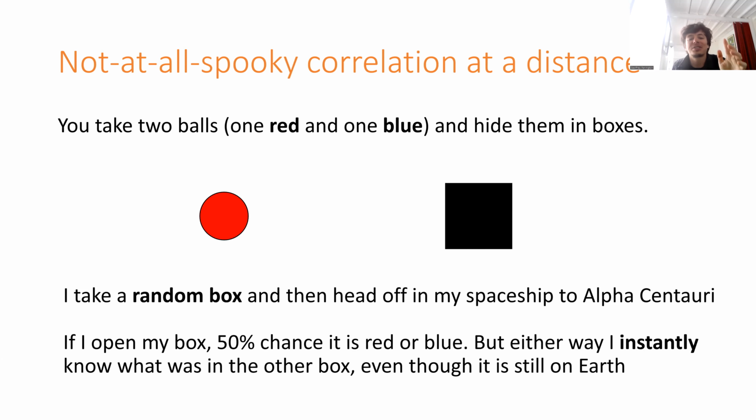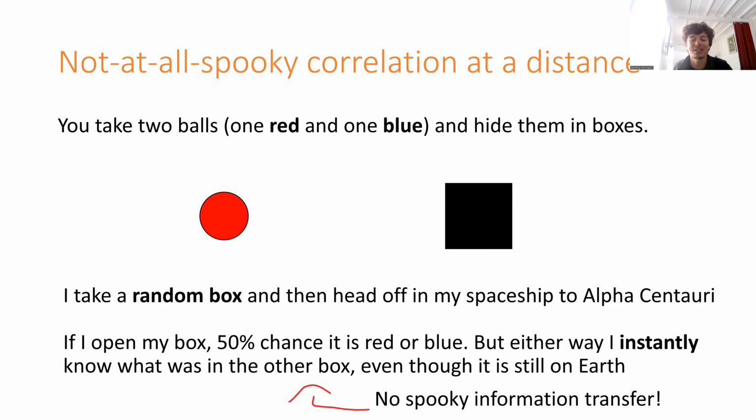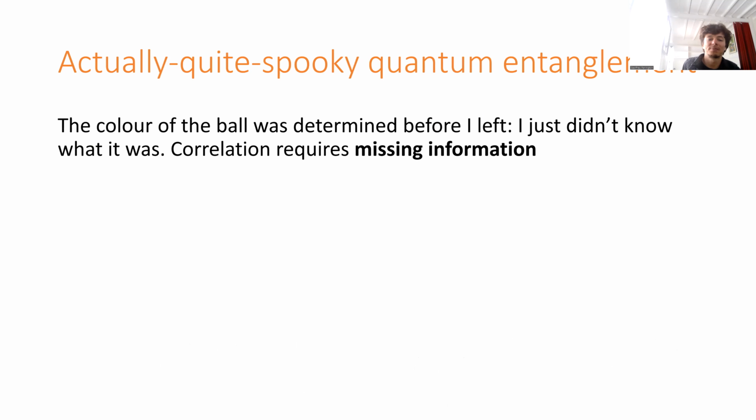Okay, so this is sort of not weird at all, and it's more similar to quantum entanglement than the words I said on the last slide, but it's still not quite the same. If this was all there was with quantum entanglement, then it wouldn't be spooky at all. It would just tell us that one of the balls was always red and one of the balls was always blue. And the information was always there, and I just only learnt it later, and then I learned about something far away from me, but I didn't have any information that transferred.